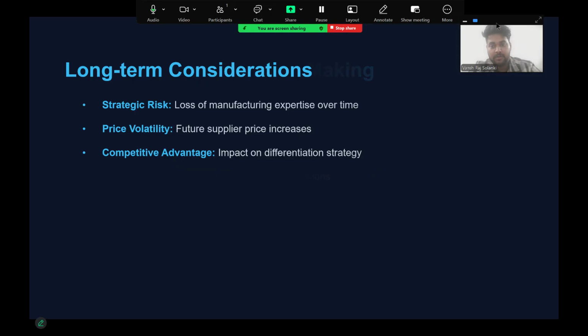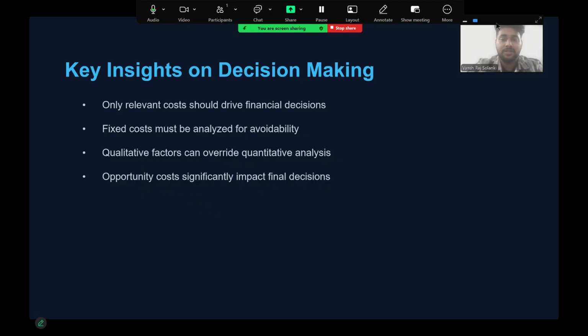Key insight on decision making. Only relevant costs should drive the decision. You cannot change your whole financial decision just because of a few small profits. The gain should be very high to make such changes. Fixed cost must be analyzed for avoidability, so we should avoid as much fixed cost as possible. Qualitative factors cannot override quantitative analysis. You cannot compromise on your quality just because of the quantity. Opportunity cost significantly impacts a final decision.